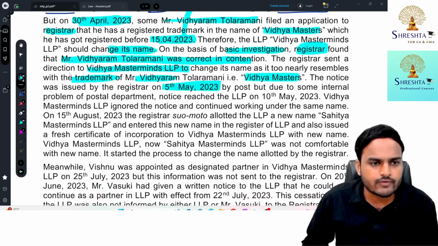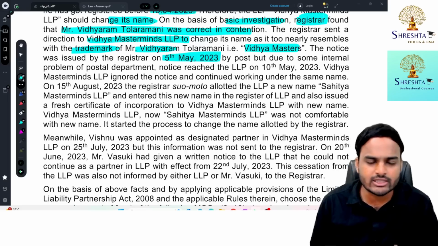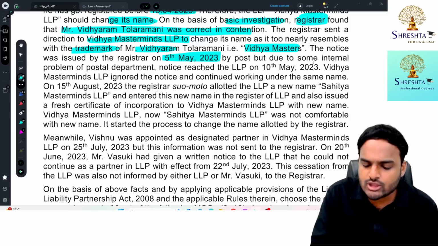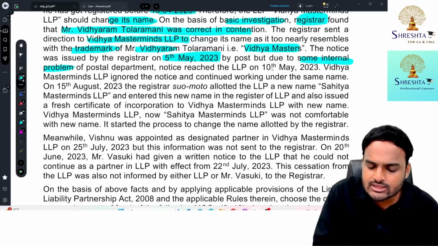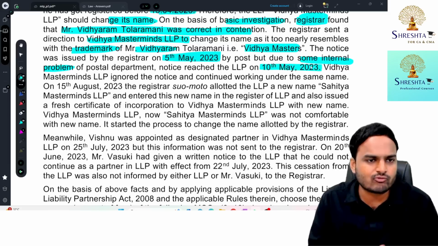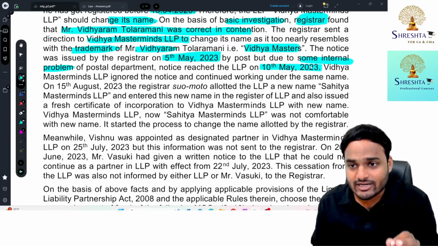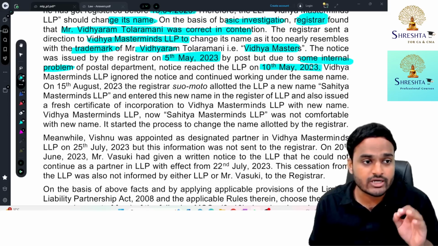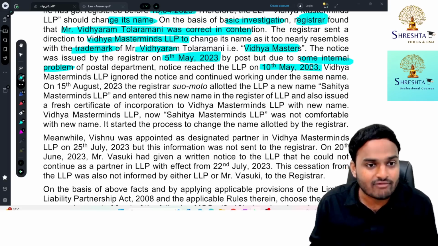So what is the date of issue of notice? Come on, tell me, what is the date of issue of notice? 5th May 2023. So the date of direction is 5th May 2023, by post. But due to some internal problem of the postal department, the notice reached the LLP on 10th May 2023. Here the date of receipt of notice is irrelevant. The date of issue of notice is required. So what is the relevant date? Date of issue of notice. Date of receipt of notice is not relevant.